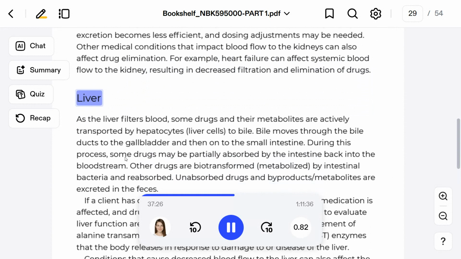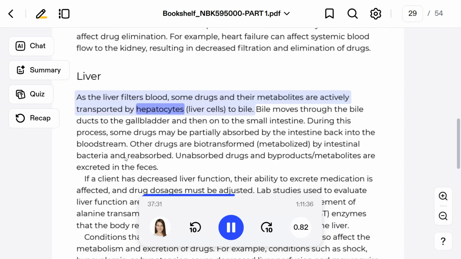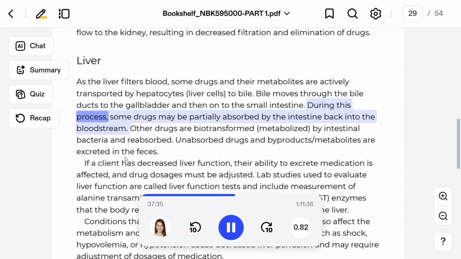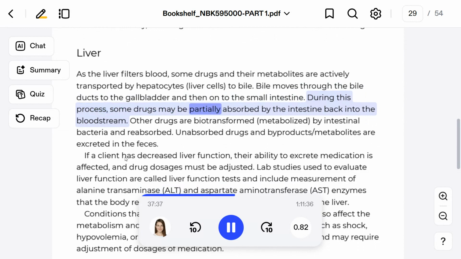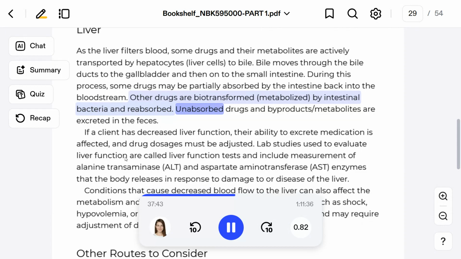Liver. As the liver filters blood, some drugs and their metabolites are actively transported by hepatocytes to bile. Bile moves through the bile ducts to the gallbladder and then on to the small intestine. During this process, some drugs may be partially absorbed by the intestine back into the bloodstream. Other drugs are biotransformed by intestinal bacteria and reabsorbed. Unabsorbed drugs and byproducts, metabolites, are excreted in the feces.